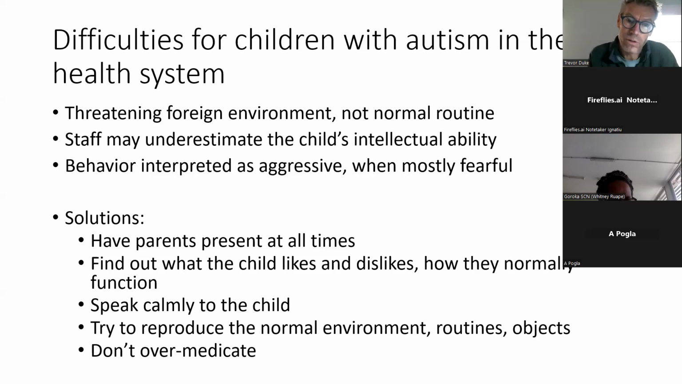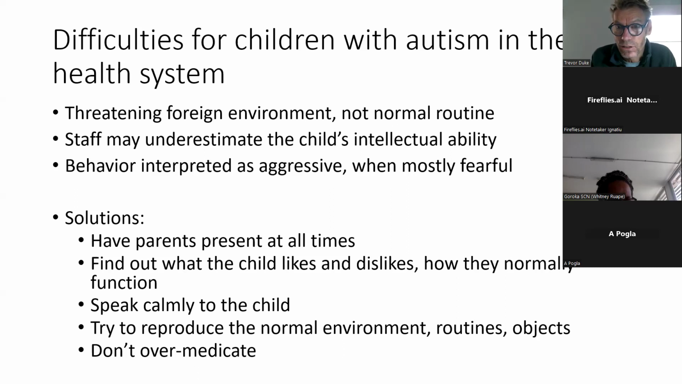So find out from the parents what the child is normally like. How do they normally function? What do they like and what do they dislike? It was a revelation to me to realize that some children with autism have an intense dislike of being touched. And so if someone tries to examine them or give them medications or put a drip in or something like that, they will often have an intense dislike of that, and they will react sometimes in what seems like an aggressive way.